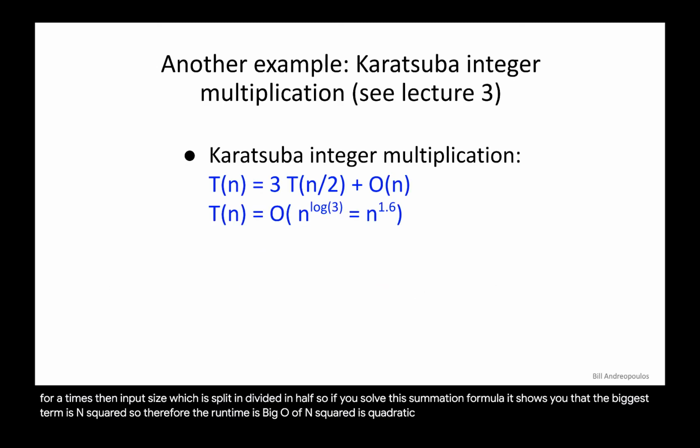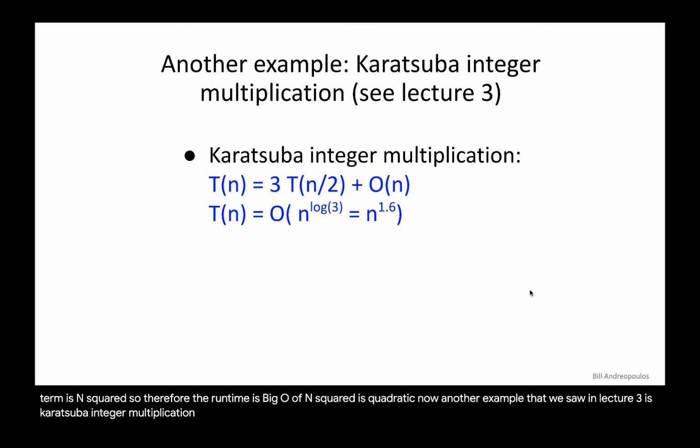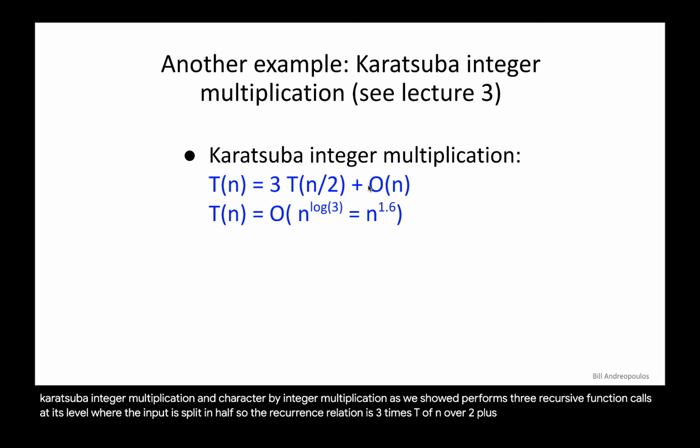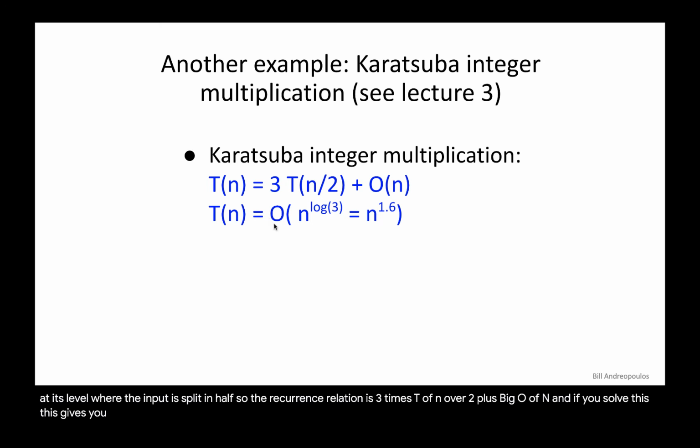i.e. it's quadratic. Now another example that we saw in lecture 3 is Karatsuba integer multiplication. And Karatsuba integer multiplication, as we showed, performs 3 recursive function calls at each level where the input is split in half. So the recurrence relation is 3T(n/2) + big O of n. And if you solve this, it gives you a complexity of big O of n to the power of 1.6. So actually this is faster than an algorithm which would be n to the power of 2.